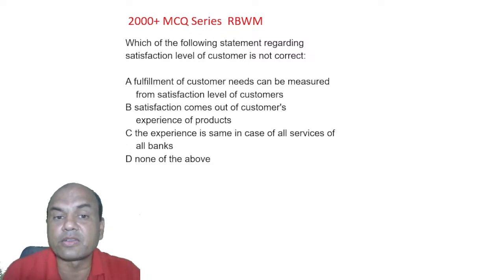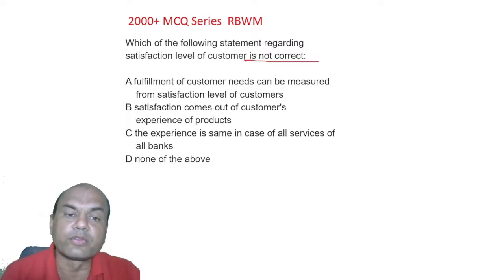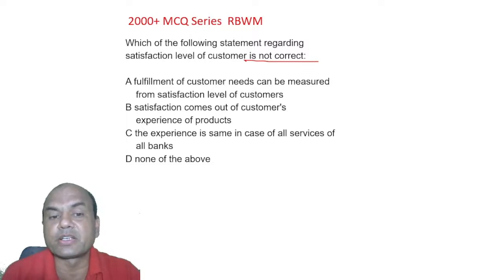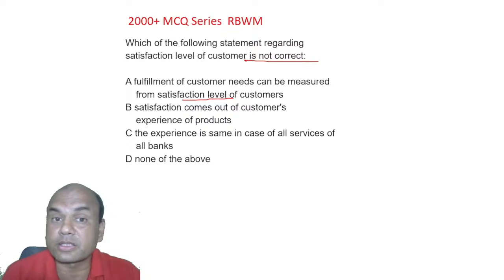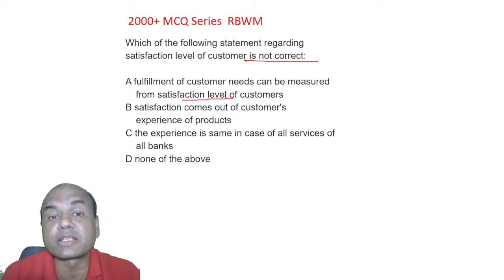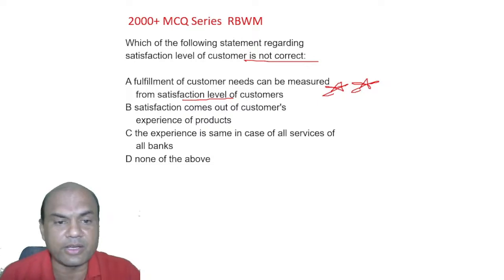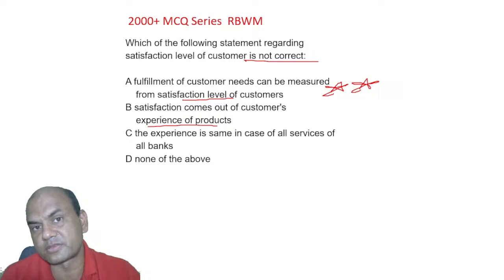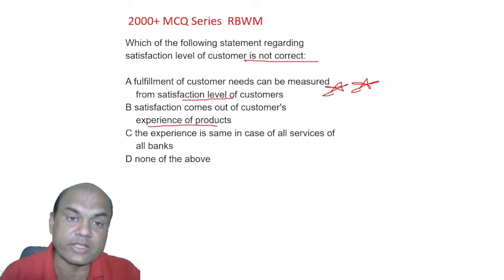So, which is not correct? Fulfillment of the customer needs can be measured from the satisfaction level of the customers. Whether the customer needs are fulfilled, whether the customer is satisfied and happy, you'll come to know from that satisfaction level. Means what? All those 5 stars, the 3 star, 4 star ratings. Satisfaction level comes from the customer's experience of the products. As the customer experiences the product, from there he or she will get the satisfaction.